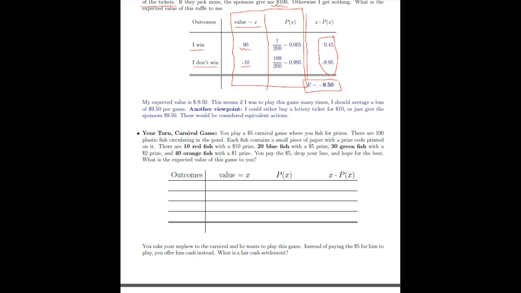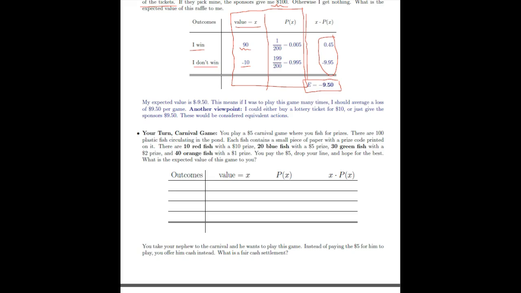Okay, so we play a $5 carnival game where you fish for prizes. There are 100 plastic fish circulating in the pond. Each fish contains a small piece of paper with a prize code printed on it. There are 10 red fish with a $10 prize, 20 blue fish with a $5 prize, 30 green fish with a $2 prize, and 40 orange fish with a $1 prize. You pay $5, drop your line, and hope for the best. What is the expected value of this game to you?